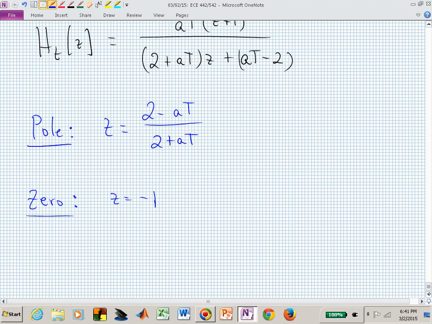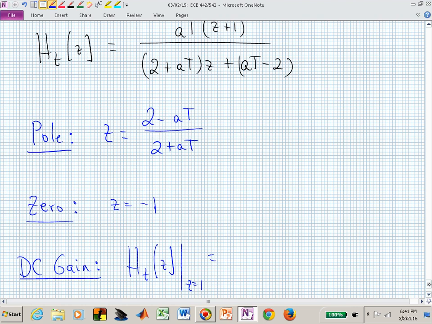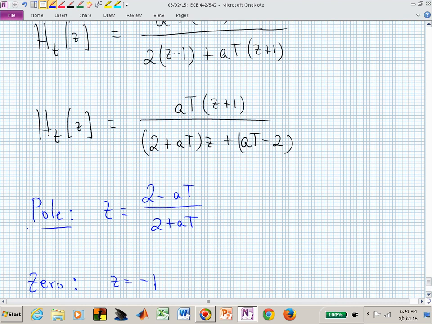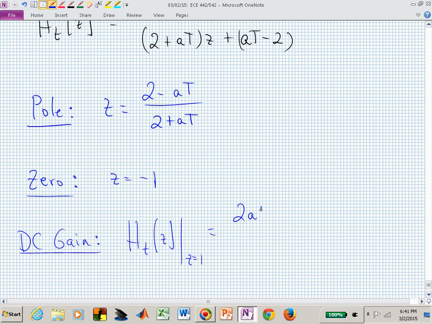Can we compute our DC gain? Again, we set z equal to 1 in that expression. The numerator becomes 2 times AT. The denominator becomes the same thing, right? And that's what we wanted.